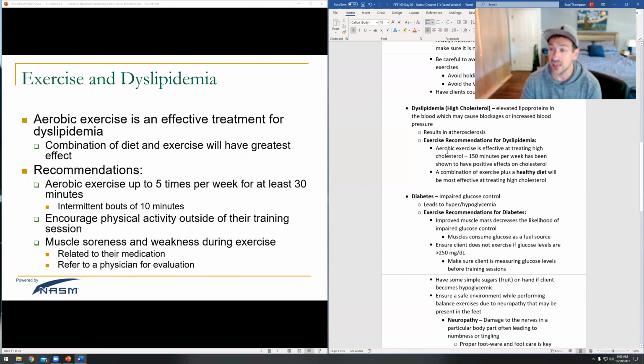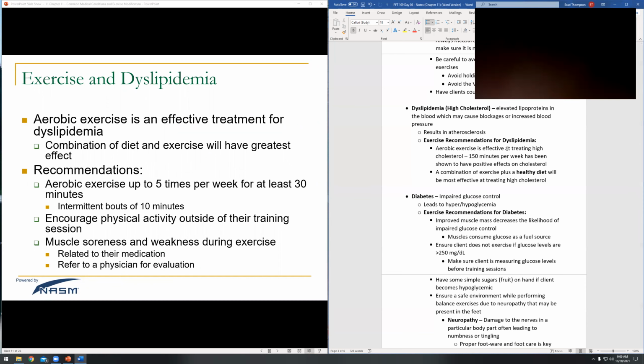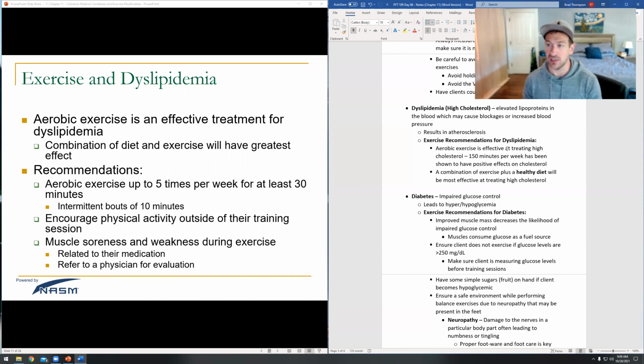If you do have a client who has high cholesterol, our recommendation is to get them exercising regularly. We're going to recommend constant, regular exercise, lots of exercise consistently. That's what's going to be really helpful here.